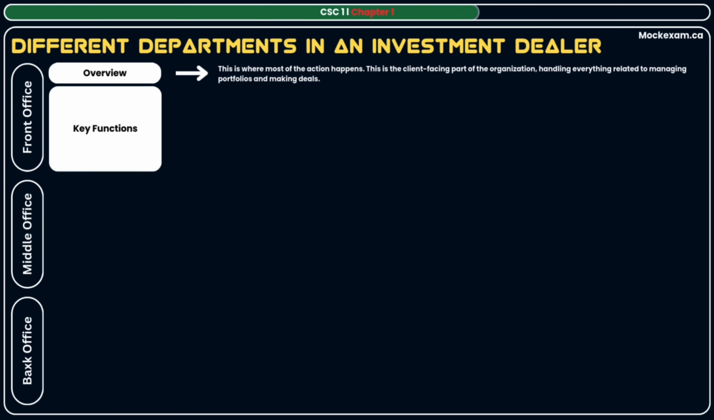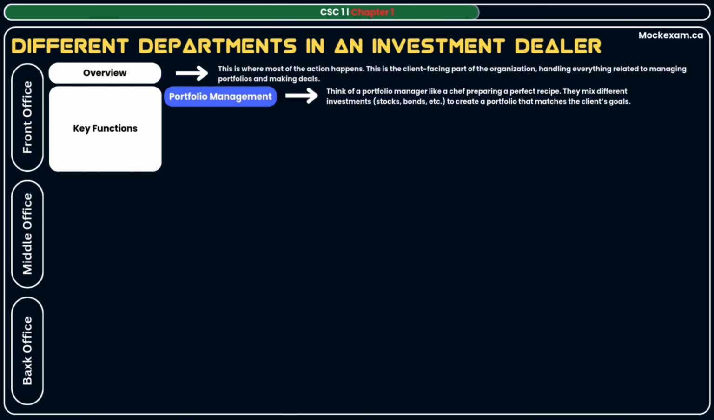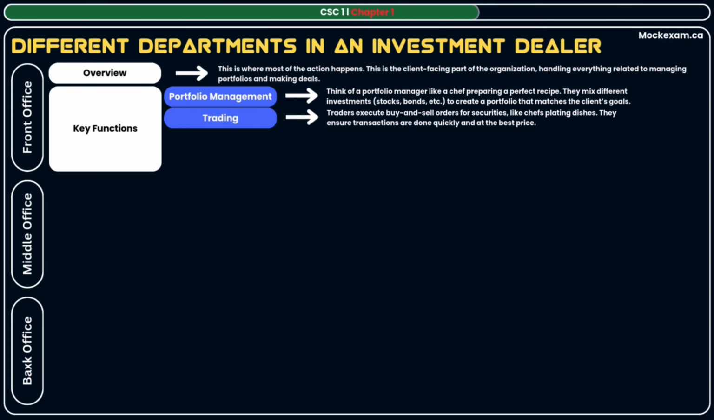Key functions or activities that happen in front office are: number one, portfolio management. Think of a portfolio manager like a chef preparing a perfect recipe. They mix different investments, stocks, bonds, ETFs, everything, to create a portfolio that matches the client's goals. Number two, trading. Traders execute buy and sell orders for securities, like chefs plating dishes. They ensure transactions are done quickly and at the best price.